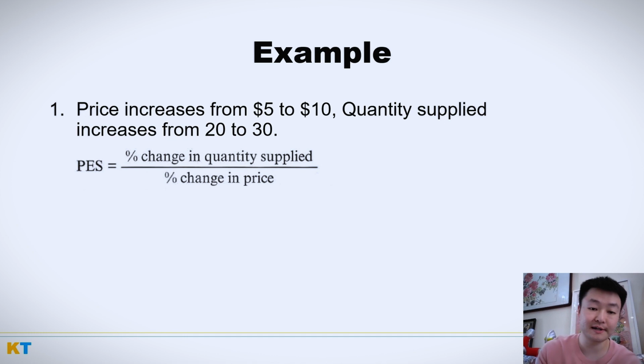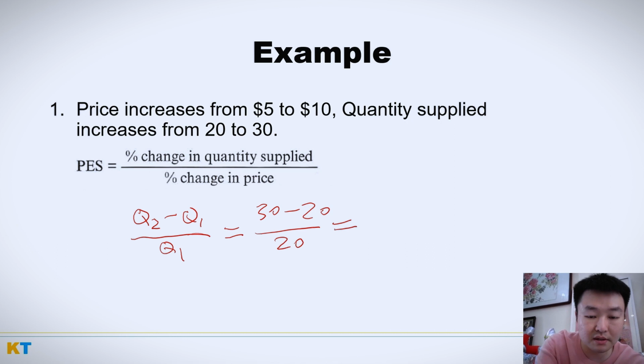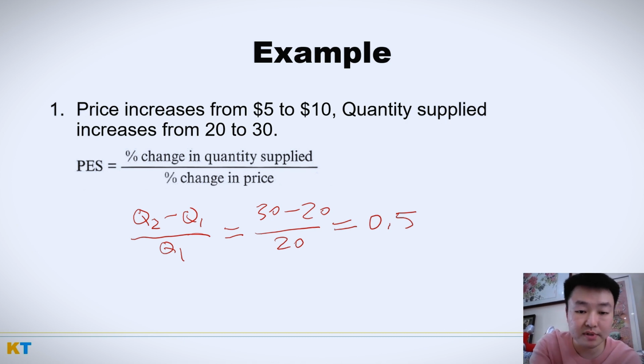So we want to find the percentage change in quantity supplied first. So we know what that is, right? That is going to be Q2 minus Q1 divided by Q1. And so in this situation, it's going to be 30 minus 20 divided by 20. So this is going to be 10 divided by 20. This is going to be 0.5. So our percentage change in quantity is 50%.